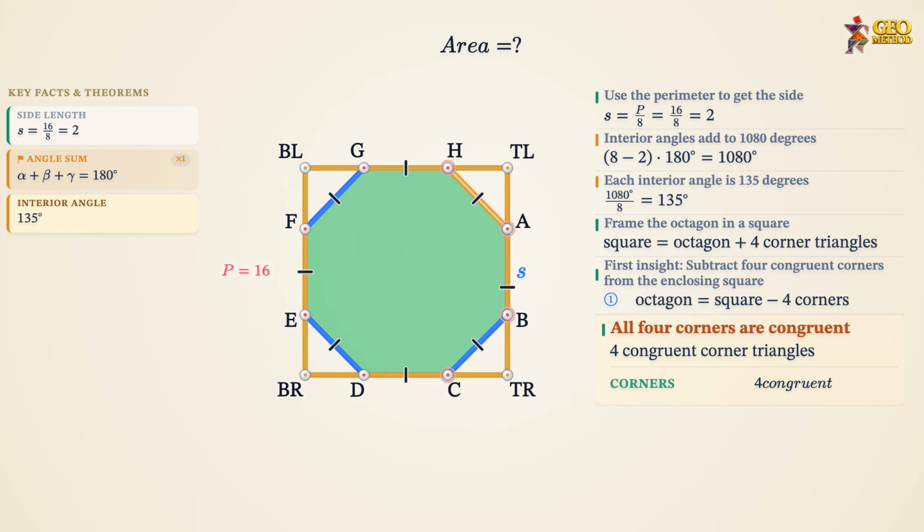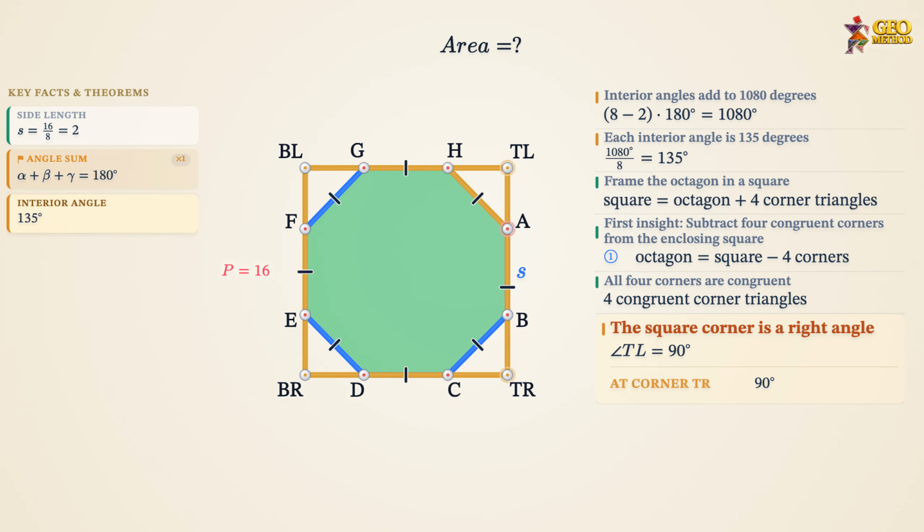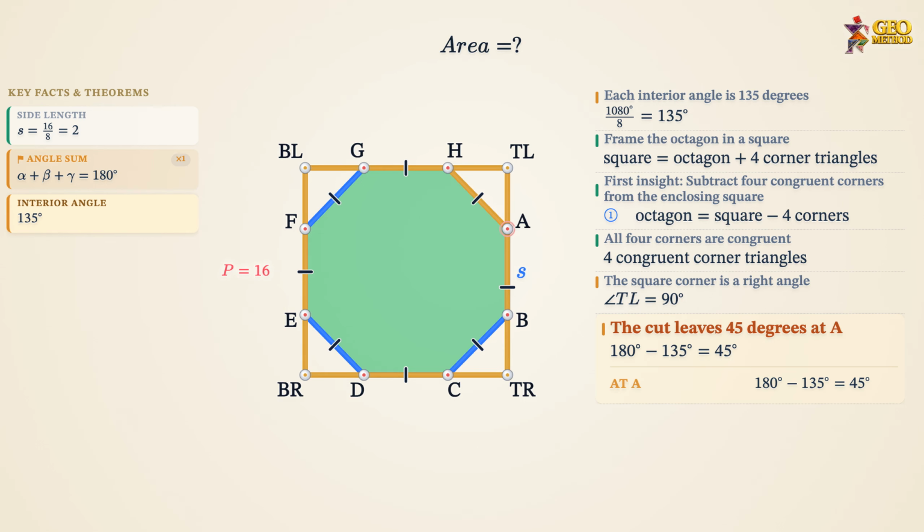By the octagon symmetry, all 4 corner triangles are congruent. So if I measure one, I know them all. Let me focus on the top right triangle HI. Look at the corner point top right. 2 edges of the square meet there at a perfect right angle, so the angle of the corner triangle at that point is 90 degrees. At vertex A, the octagon's interior angle is 135 degrees, measured across to the straight right edge. The leftover between the octagon side and that vertical square edge is 180 minus 135, which is 45 degrees.